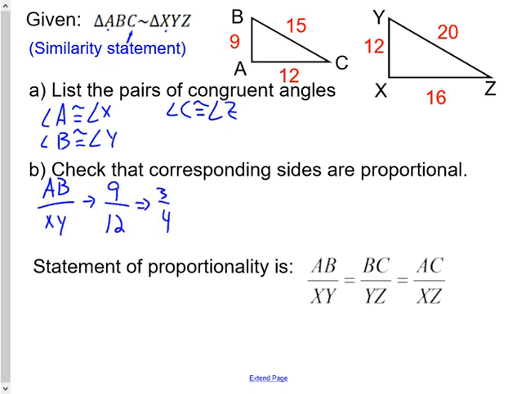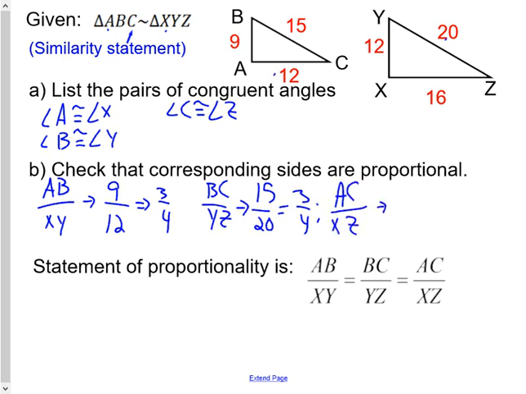And then we're going to check that the next letters, BC to YZ, are the same exact ratio. BC is 15, YZ over here is 20. That's also 3 to 4. And for the last part, AC and XZ. We've got AC is 12 here, XZ 16, which is also 3 to 4. So all of them are the same, right? And their statement of proportionality is all those pieces happen to equal 3 to 4, or 3/4.